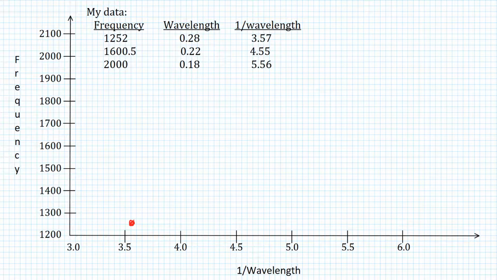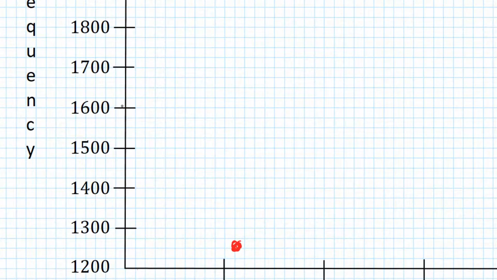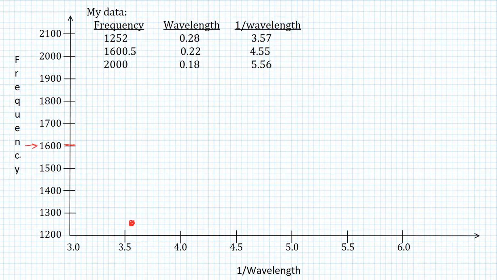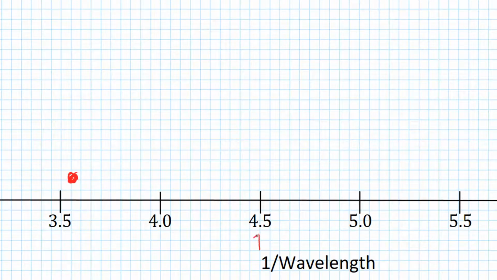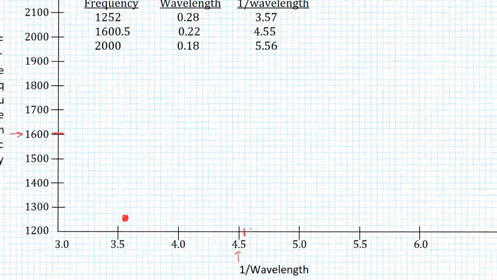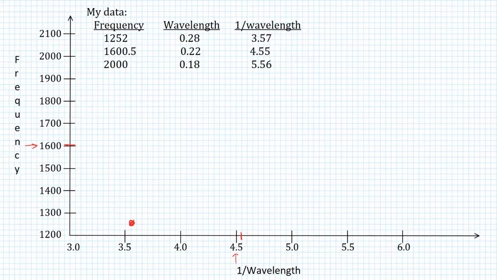A frequency of 1,600.5 is basically right here, 1,600. And on my x-axis, I'm looking for 4.55. Well, 4.5 is here, and 4.55 is one grid line to the right of that. So now I look for the point where those two intersect. I'll put a point there. That's my second data point.